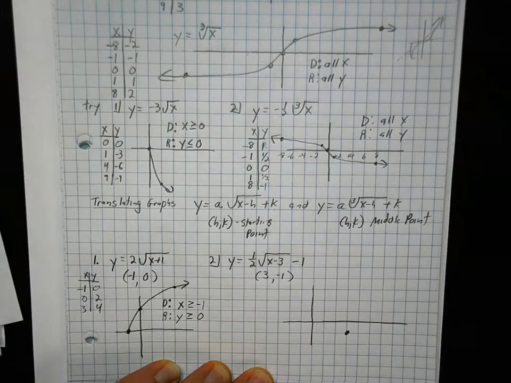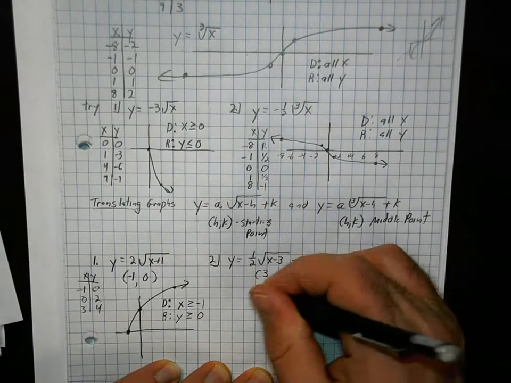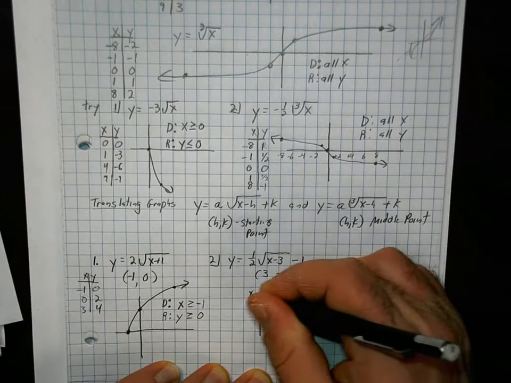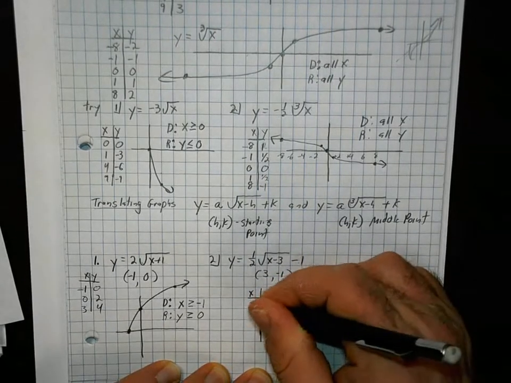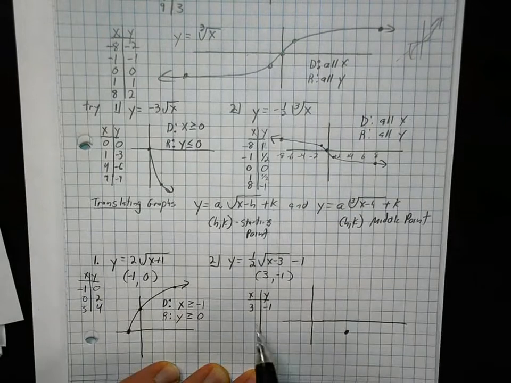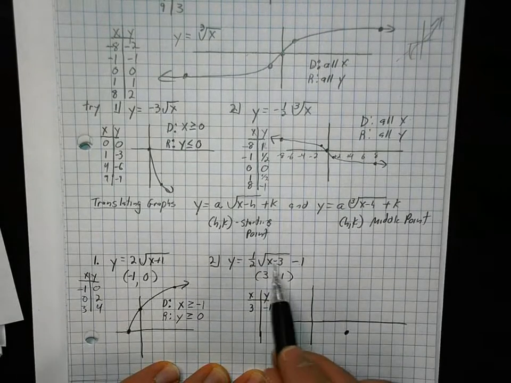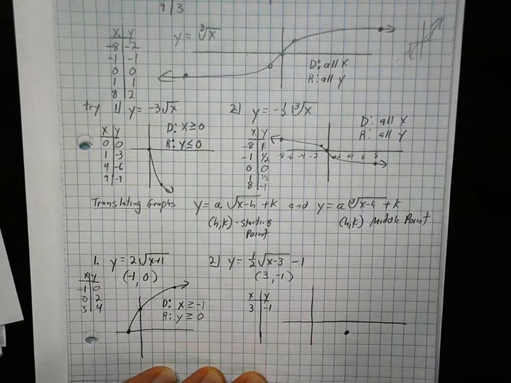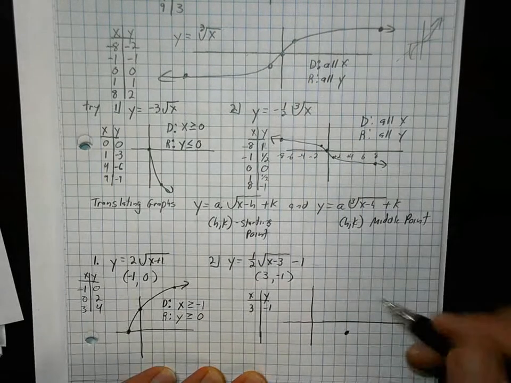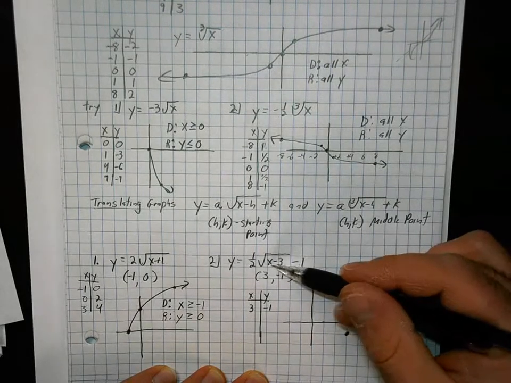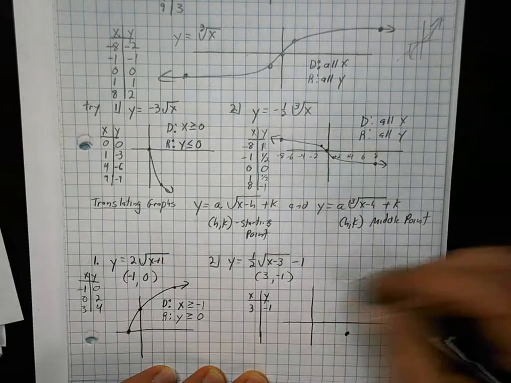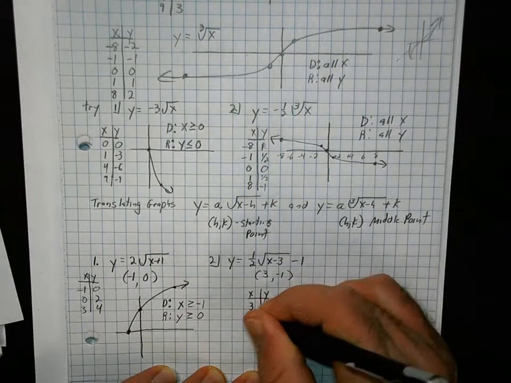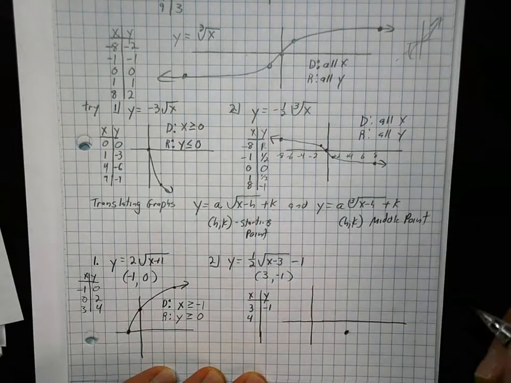That's my starting point. Okay, so now when I make my table, 3, negative 1. If I plug in 3, I get 0 there. Okay, so now I got to plug in another point. So anything less than 3 is going to give me a negative, so I can't do it. But I could try 4, because 4 minus 3 is 1.